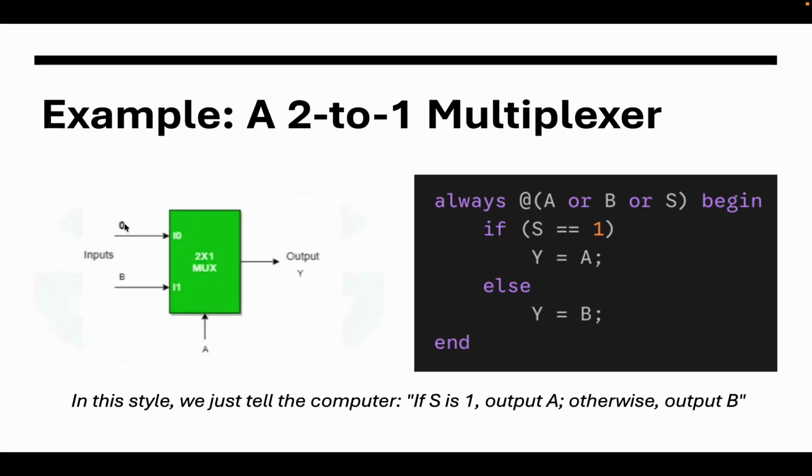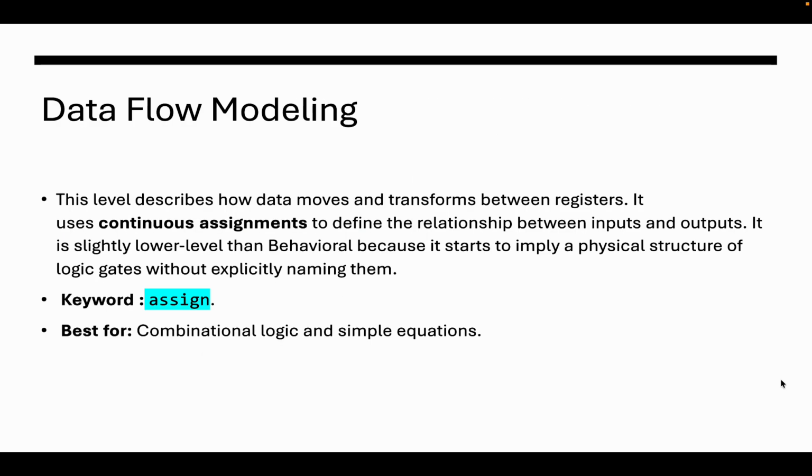That means here it is telling I0 and I1. Your A stands for I0 and I1 is B. So whenever S is 1, input A will be given as output, and input B will be given as output when S is equal to 0. In this style, we just tell the computer if S is 1, output A, otherwise output B. It's as simple as that.